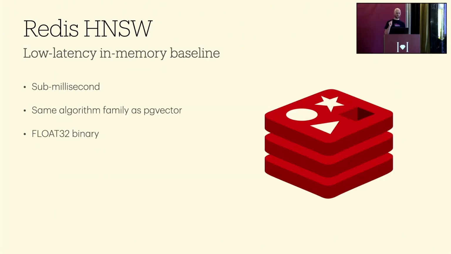The second one, Redis HNSW. Here the philosophy is to have everything in memory in one process. The same algorithmic family as pgvector, so we have HNSW and cosine distance, but the data is 100% in memory. We can expect sub-millisecond search results. This is the version running for a travel photography platform that does live discovery.